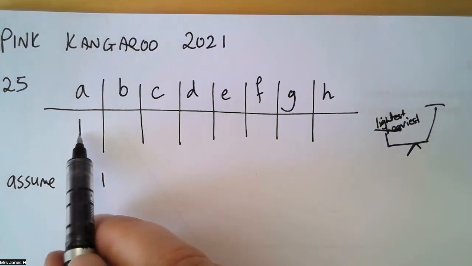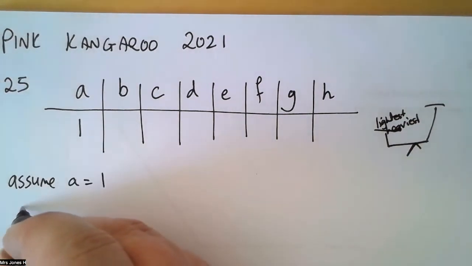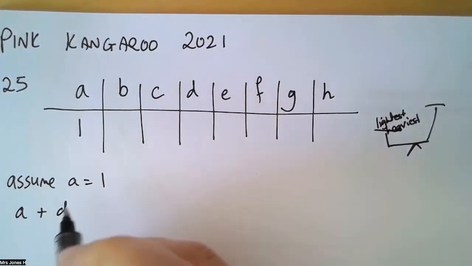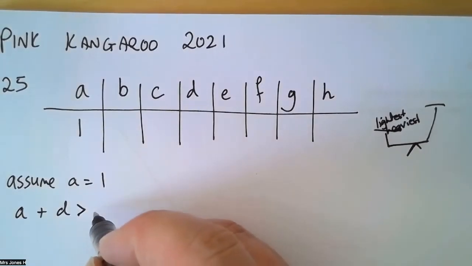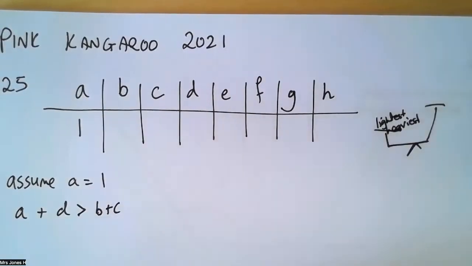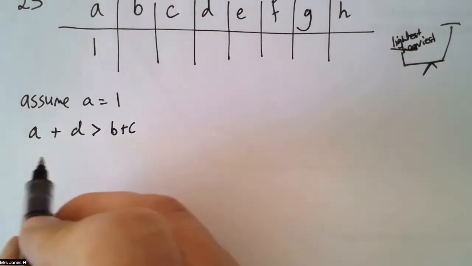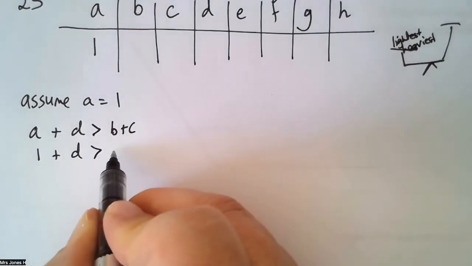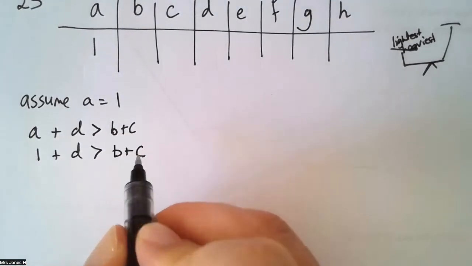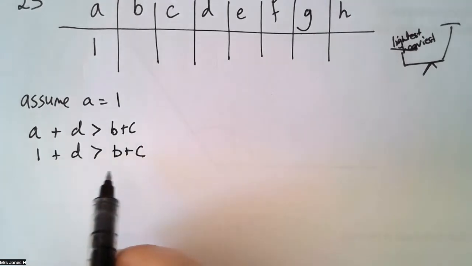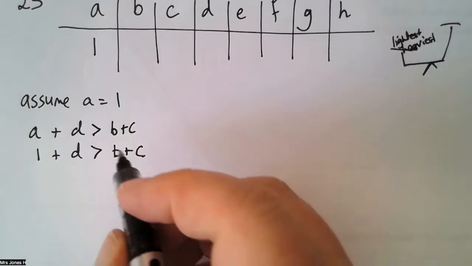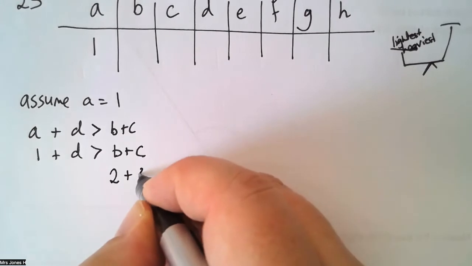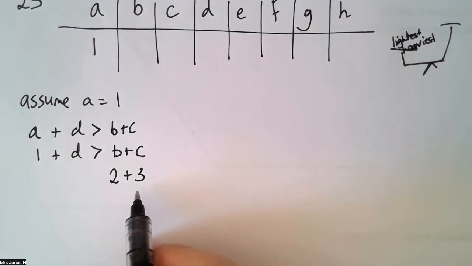So we're going to assume A is 1, and therefore we can create the inequality A plus D. So we're going to take these 4 coins to start with. We've got A plus D is going to be greater than B plus C. We know that we've assumed A is 1. So 1 plus D is going to be greater than B plus C. Now, the lowest number that we can have for B is a 2. So let's put a 2 there. The lowest number we can have for C is going to be 3 because they have to be positive integers and they have to be different.